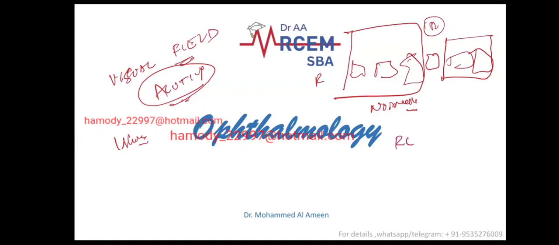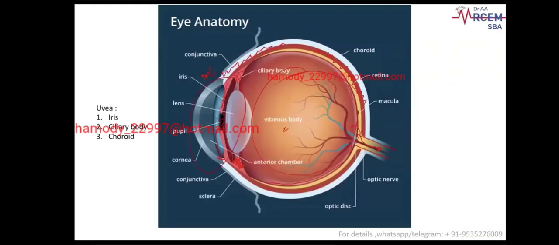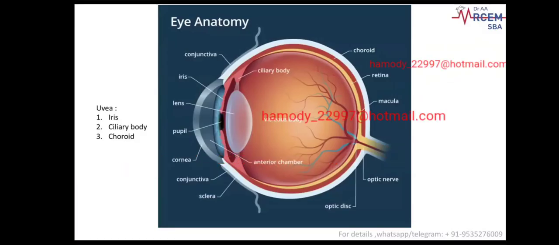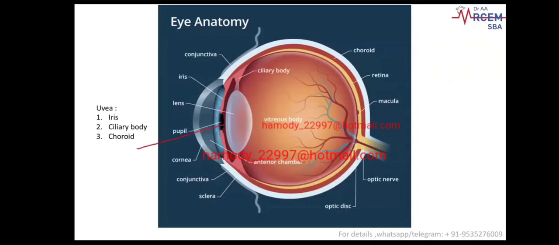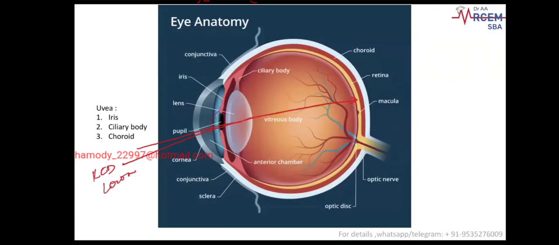Next thing I'll be talking about is the red reflex. What is red reflex? Whenever you flash light from arm's distance using an otoscope, the light passes through the pupil, falls on the lens and falls on the retina. Some of this light is reflected back and it appears red in color. So the pupil will appear red in color. This is known as red reflex.